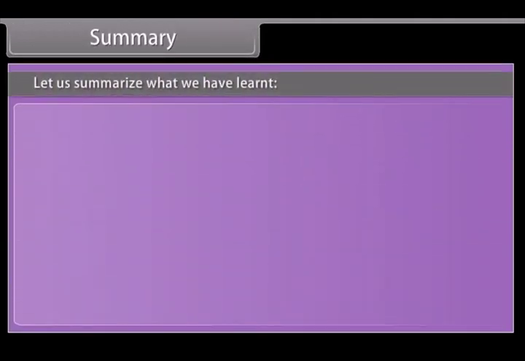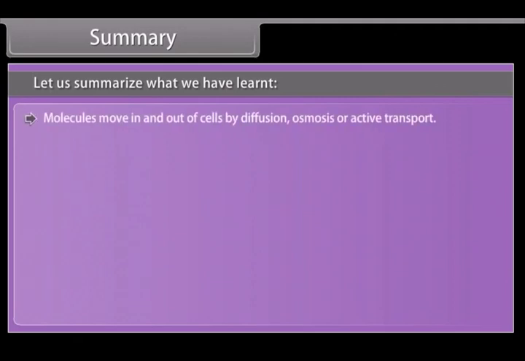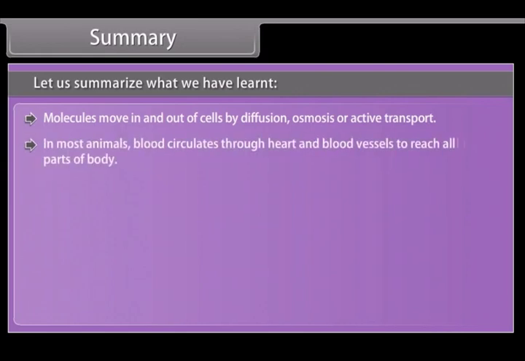Summary. Let us summarize what we have learned. Molecules move in and out of cells by diffusion, osmosis, or active transport. In most animals, blood circulates through heart and blood vessels to reach all parts of the body.